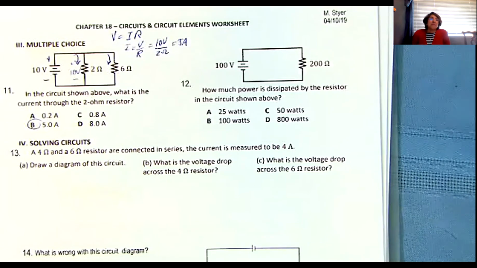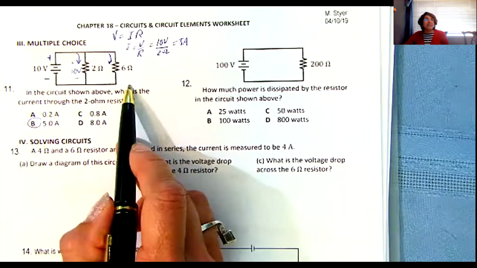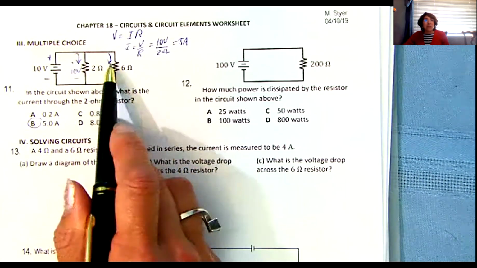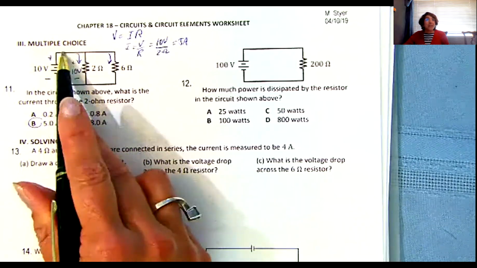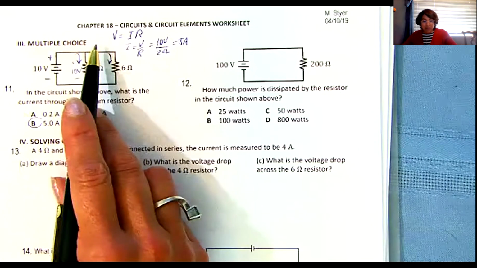Okay, and then you do the same thing if you needed to know the current going through this guy here, except you'd put 6 ohms down here. And then you can add up those 2 currents to figure out how much was coming out of the battery. Okay, you guys with me?